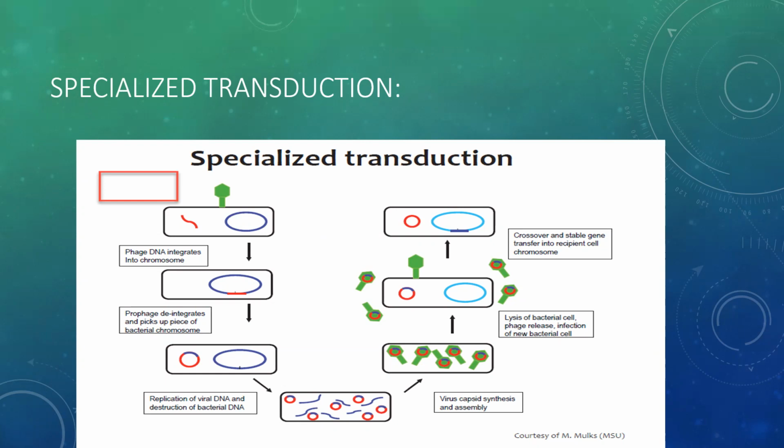Now the specialized transduction. Several lysogenic phages are known to carry out this specialized transduction. It is carried by many lysogenic phages, and the best studied till now is the lambda phage, which interacts with the E. coli cell. So what they do, these lambda phages, they usually insert at a specific location. They specifically insert within the chromosome at a specific location.